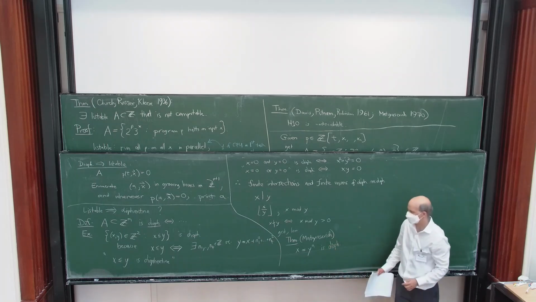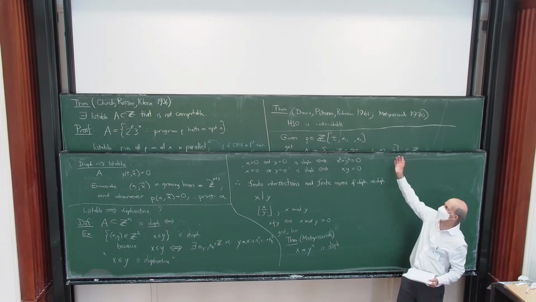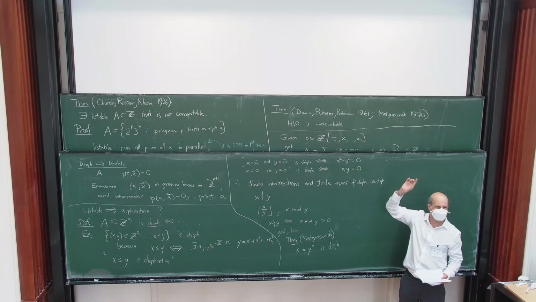Before he proved this, there's a famous MathSciNet review of the 1961 paper of Davis, Putnam, and Robinson. I guess it wasn't MathSciNet, but it was the Math Reviews.